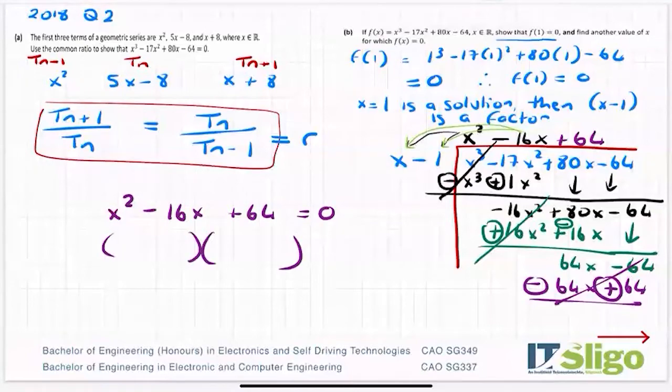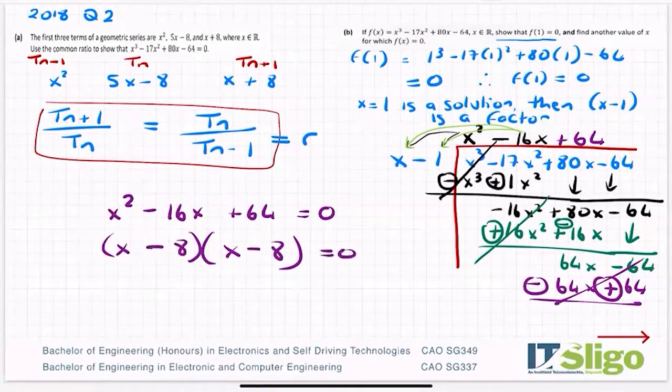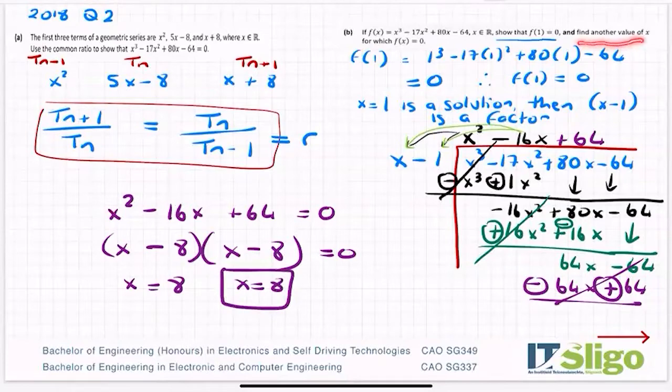So let's solve it. x and x, the factors of 64, that gives me 8 eights. They'll have to be minuses. So I'm getting equal roots. x is equal to 8. Which is why it says find another value, because it had equal roots.